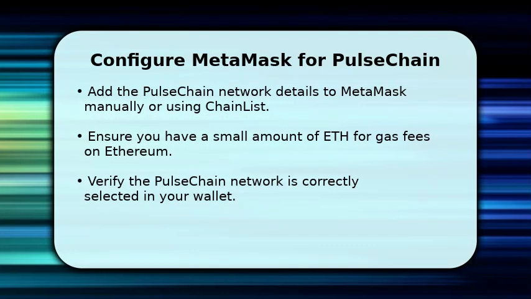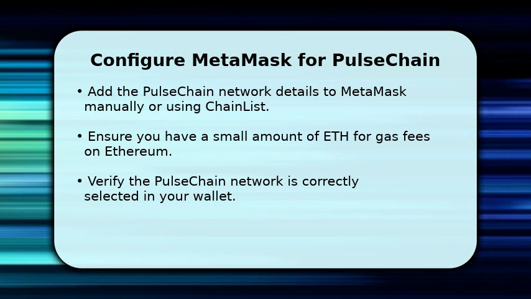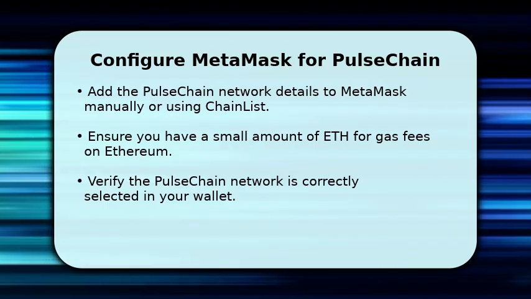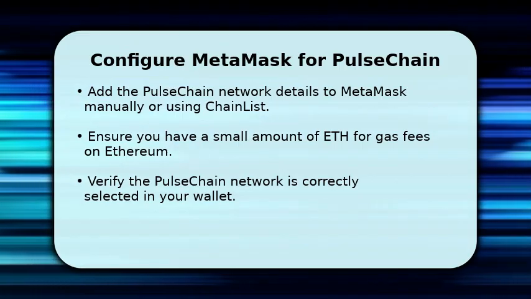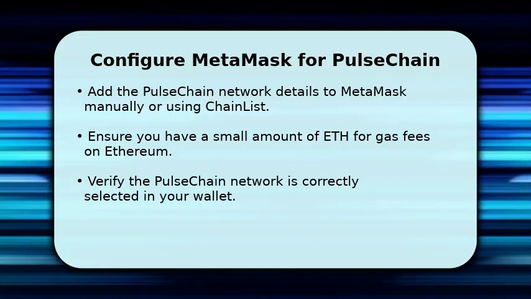To begin, you need to add the Pulsechain network to your MetaMask wallet. You can do this manually by entering the network name, RPC URL, chain ID, and currency symbol, which is PLS. Alternatively, a tool like Chainlist can simplify this process. Always ensure you have the correct network details to avoid any issues.